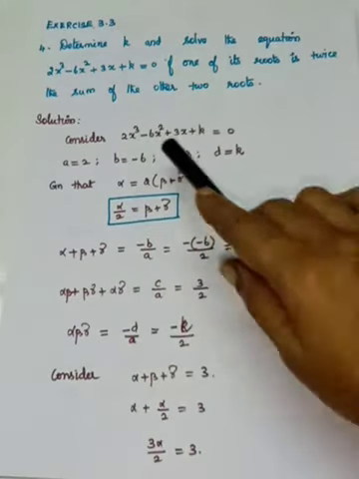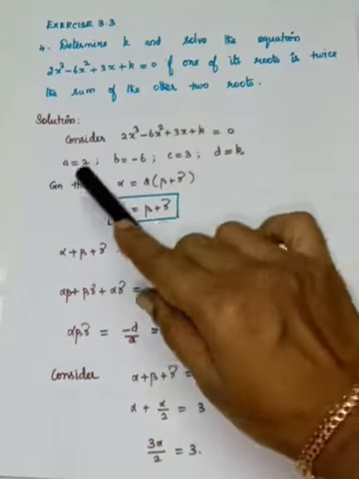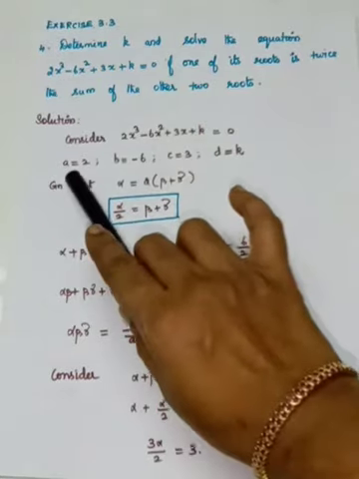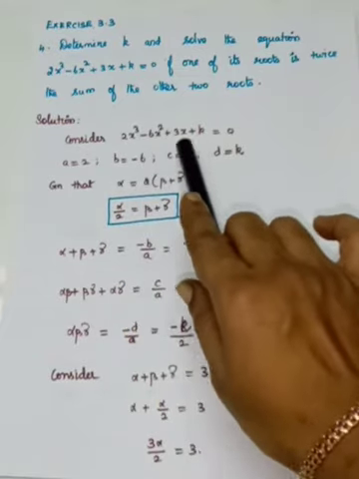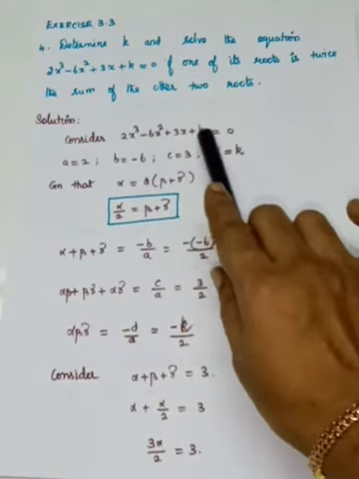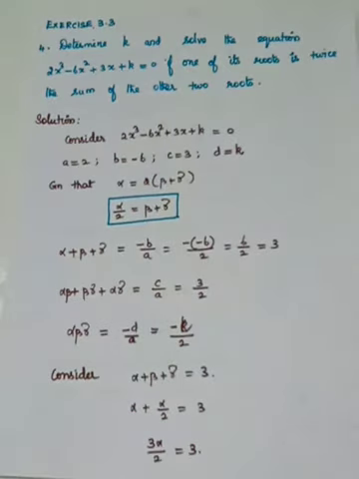Okay, I'll take the equation. So I am going to write the coefficients: a is equal to 2, b is equal to minus 6, c is equal to 3, and d is equal to the constant k. Okay, so here alpha, beta, gamma be the roots of the equation.